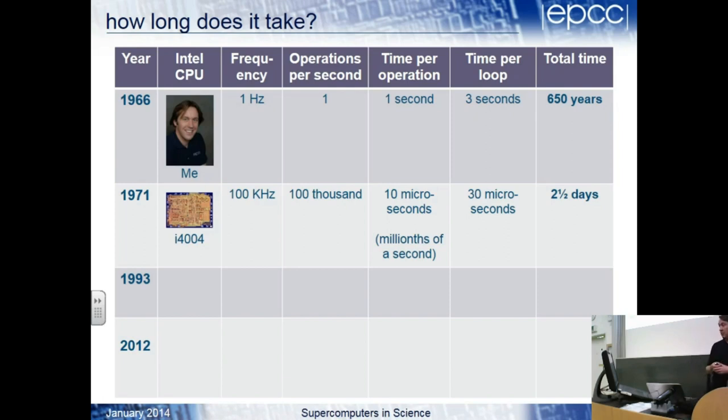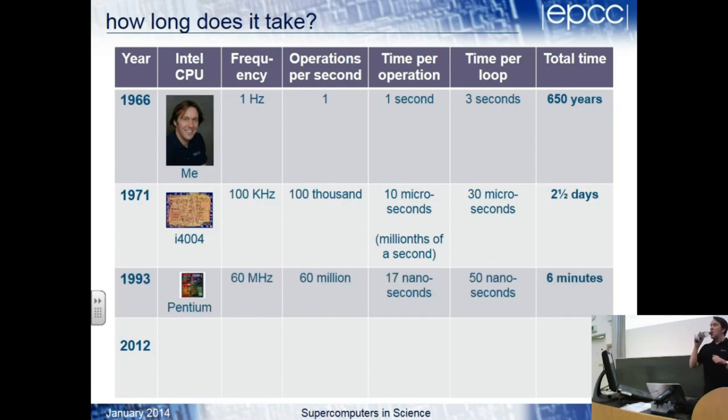So already, over 40 years ago, computers were able to take a calculation that is simply impossible to do by hand, 650 years, down to something you could leave running for a few days. But then there's this relentless increase in computer power. By 1993, Intel brought out the Pentium, which was a very successful processor, and its frequency was 60 megahertz.